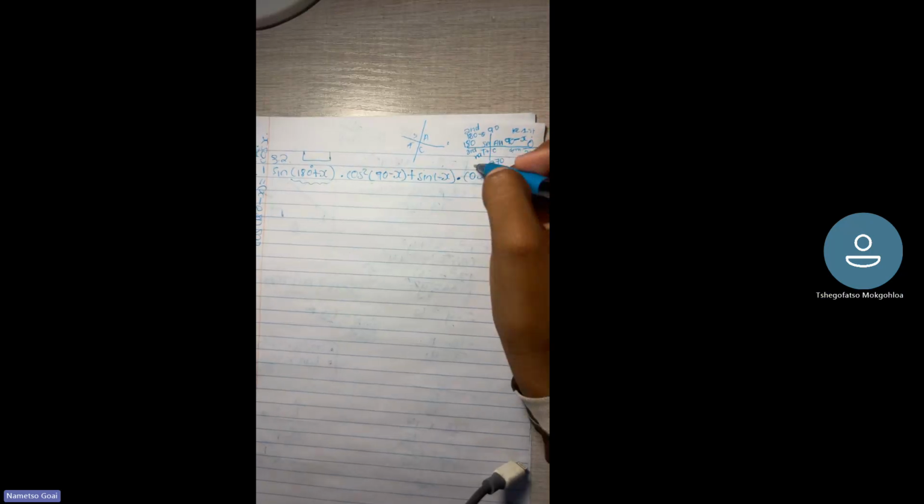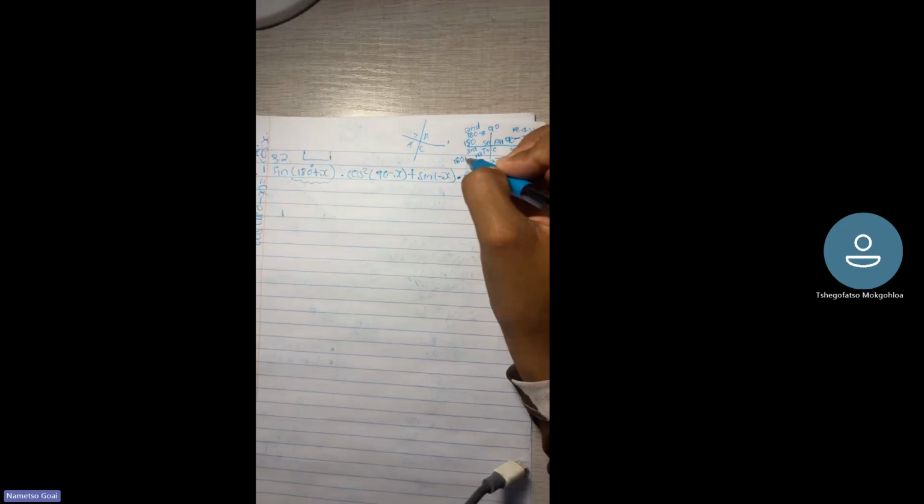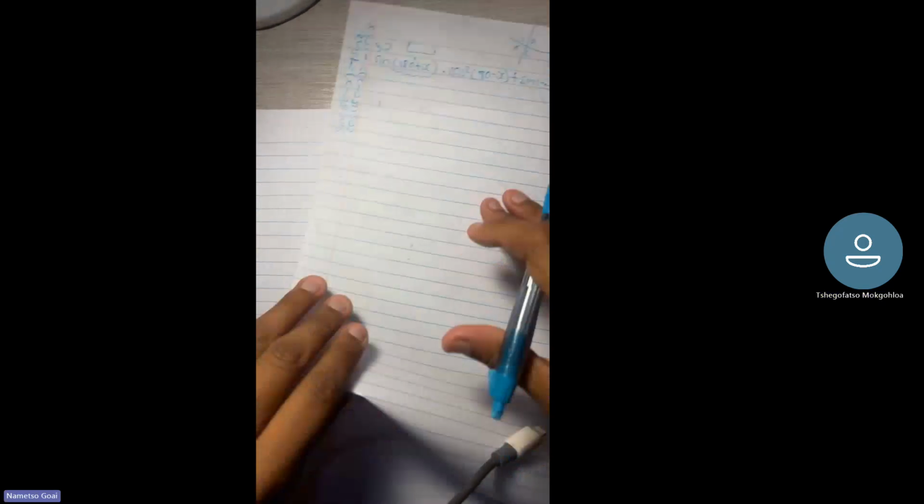Yes, ma'am. Okay. And then in the third quadrant, only tan is positive, and this is the 180 plus x quadrant. And in the fourth quadrant, only cosine is positive. Wait, sorry? Ma'am, at the tan, why is it plus x? Because remember, do I have space this side?